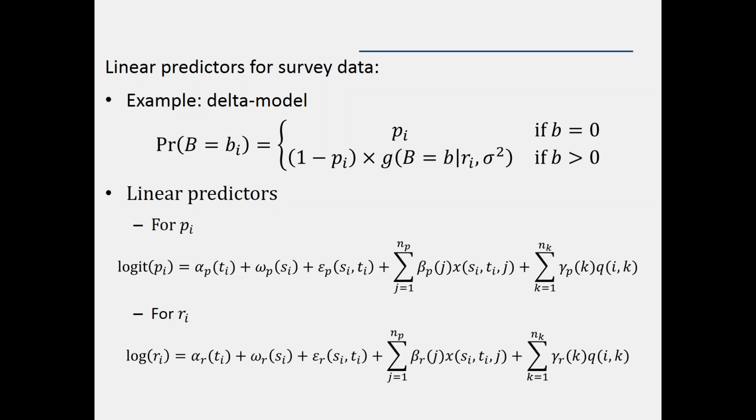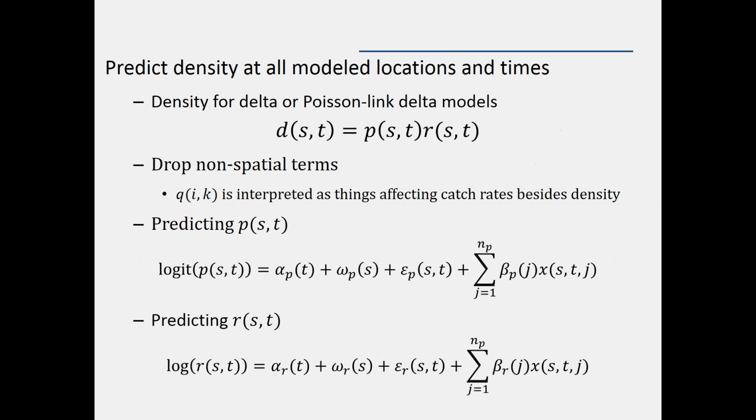So we've got a linear predictor for encounter probability, that's a logit-linked linear predictor. We've got a log linear predictor with the same parameters and same structure for looking at log expected catch rates. We fit the model. We predict density across space, where we drop the non-spatial terms and the catchability covariates. Like John said, we're kind of filtering out those effects. So we predict density across space and time using the same variables, but dropping the filtered out variables.